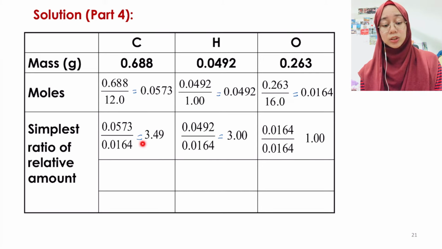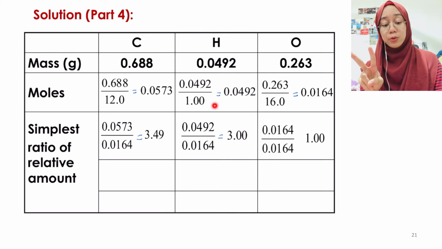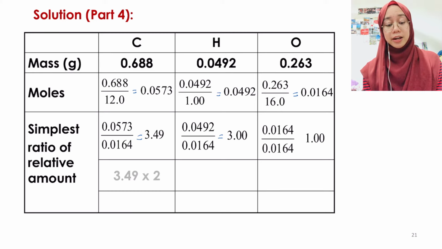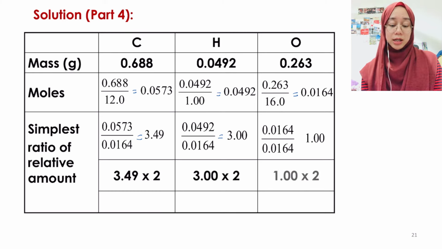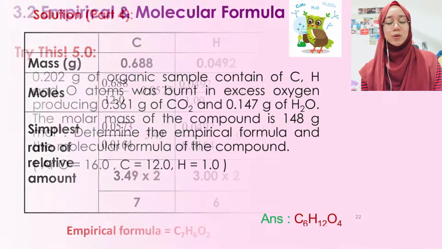No. Okay, so since this is 3.49, sebab dia point something ni kan, 0.49, 0.5 lah kiranya, so kamu kena darab with a factor of 2. Okay, adakah carbon sahaja yang kamu nak kena darab 2? No, the whole ratio kat sini kamu kena darab 2. Okay, therefore 3.49 darab 2, 3 darab 2, 1 darab 2, so you will get 7, 6 and 2. Okay, barulah kamu buat conclusion ya. Empirical formula for the compound A ni tadi kan is C7H6O2. Okay, so settle dah lah.